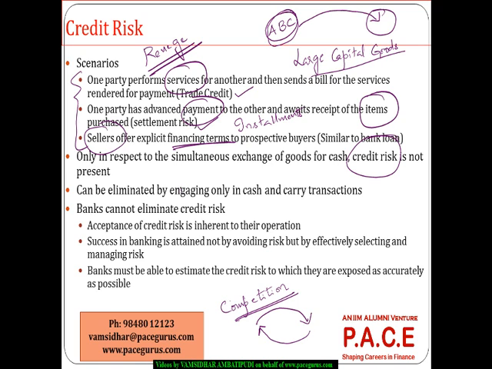Only when there is a simultaneous exchange of goods for cash will credit risk not be present. Cash and carry transactions alone eliminate credit risk, but literally speaking, it's not feasible for any business to run on a completely cash and carry basis.